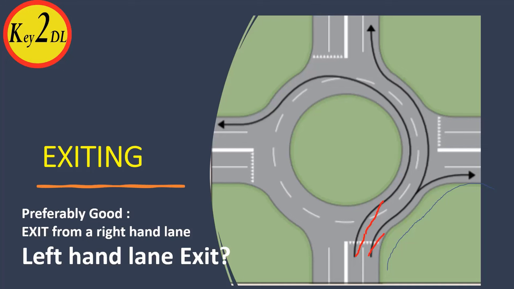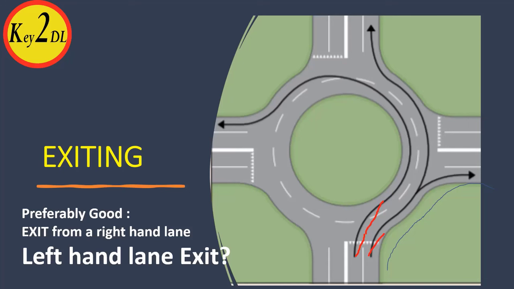If they go to the third exit, they will already be in the second lane while entering the roundabout, I think. So who will go first? They can go simultaneously. There is no problem. But the person in the right lane should go to the second exit or first exit, not to the third.